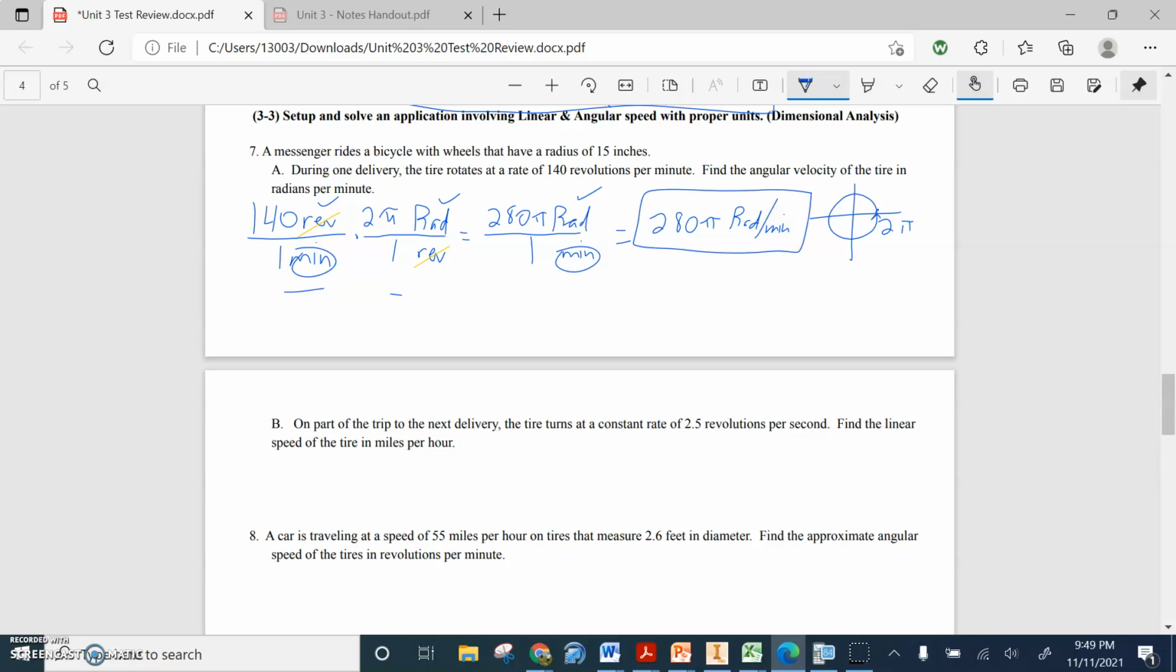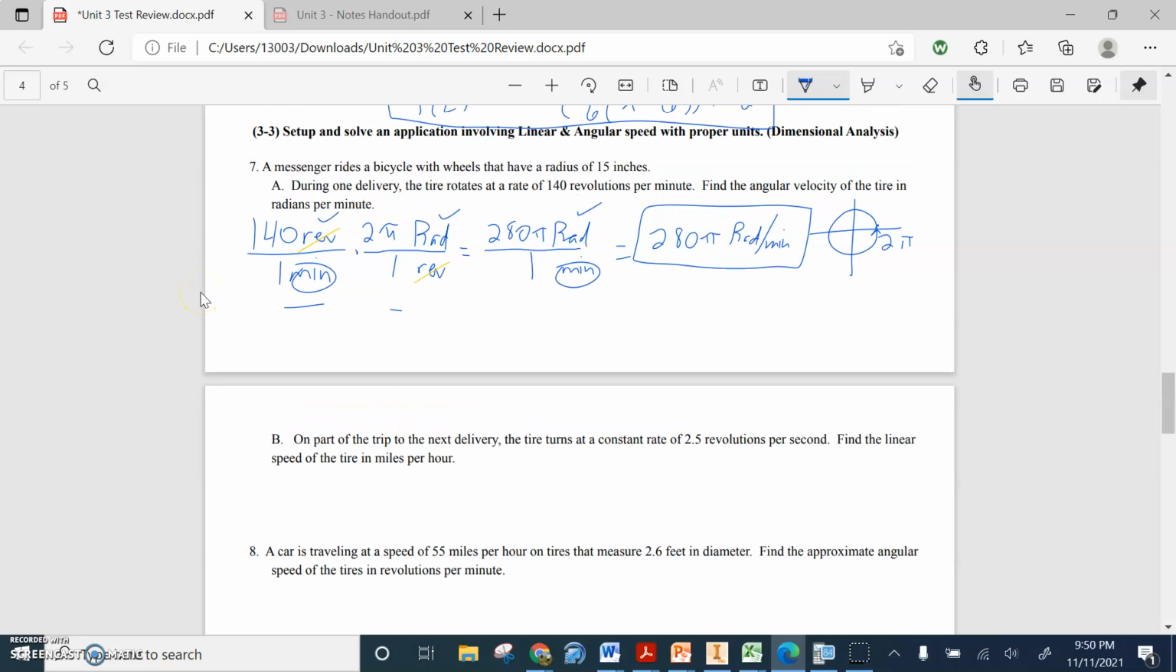Now, one thing to note, I am leaving the pi symbol in there, and that is a perfectly acceptable answer when you're talking angular velocities. Later on, like in part B here, we don't want to leave pi in there, and I'll explain that later. But for this one, it is perfectly fine. Leave 280 pi radians per minute.